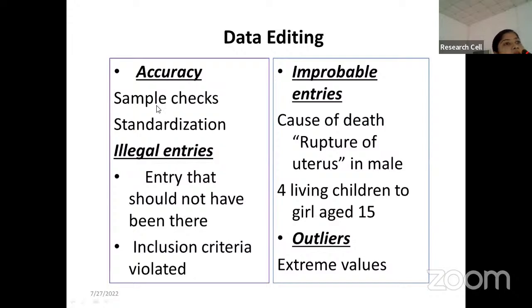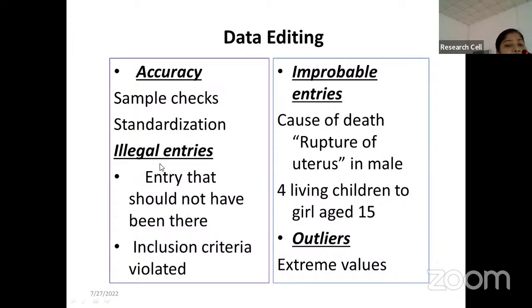Okay, does the sample have a certain fixed number, or were you supposed to collect 100 samples and you have collected 101? So what you have to do about this 101st sample? Are you going to include it, exclude it? Okay, then standardizations. If you are doing any procedures, those procedures need to be standardized.